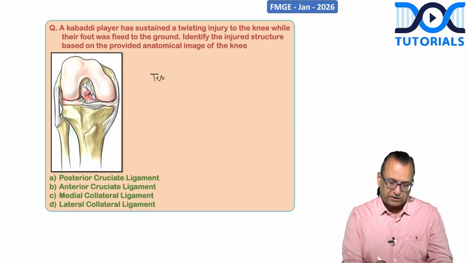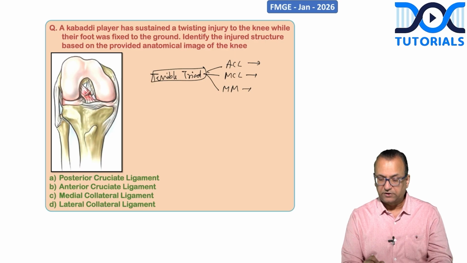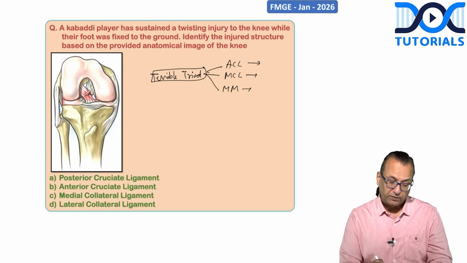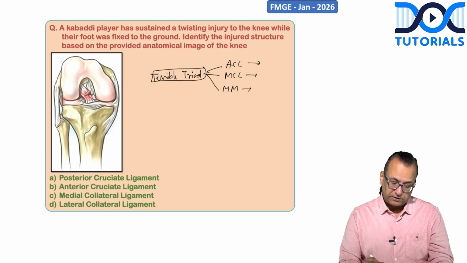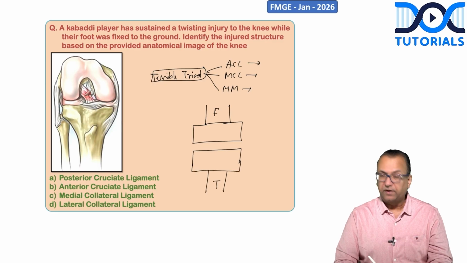Now, if it is a case of terrible triad and 3 ligaments are injured, what are the 3 ligaments? ACL tear, and then medial collateral ligament and medial meniscus also. Let us locate these ligaments now. You will see that upper bone is the femur bone. This is the condyle of femur. Lower bone is tibia. This is condyle of tibia, and this is the tibia.